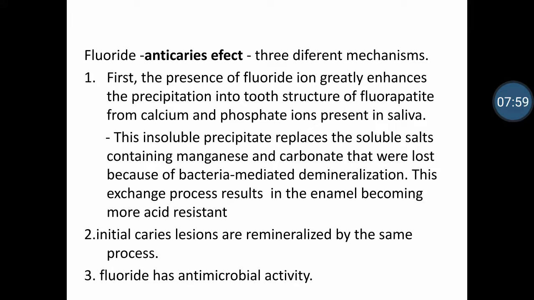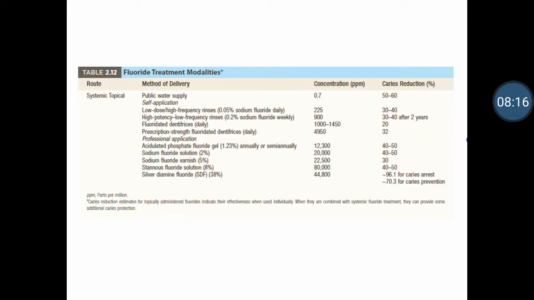The same mechanism can also be used for the remineralization of initial lesions, and fluoride also has antibacterial activity. By these three mechanisms, fluoride has an anti-caries effect. That is why it is very important for the prevention of caries. It is given in various modalities. Here is a tabular column which shows the topical application or systemic intake of fluoride. It shows the method of delivery, the amount of fluoride in parts per million, and the amount of caries reduction.